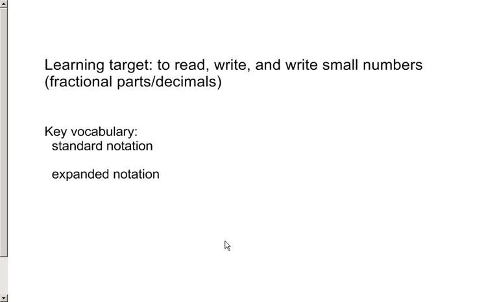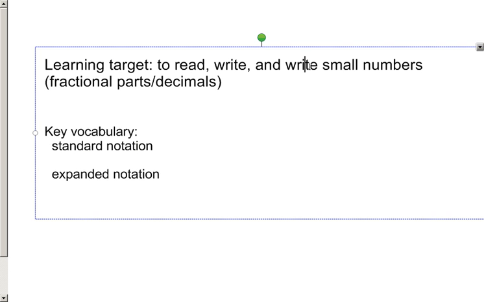Our learning target is to read and write small numbers, so things like fractional parts and decimals. Our key vocabulary, two of the words that we had on the last video: standard notation and expanded notation. But this time we're going to be doing it with fractional parts and decimals. In our previous lesson, we used place value concepts to read and write whole numbers. And in this lesson, we'll apply those concepts to fractions and decimal quantities.